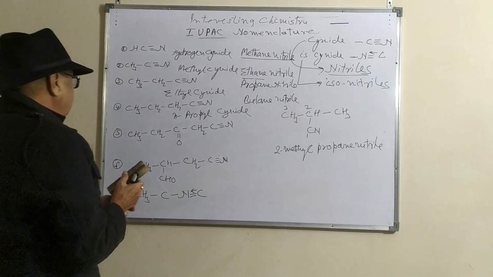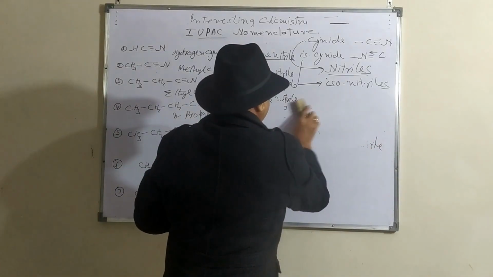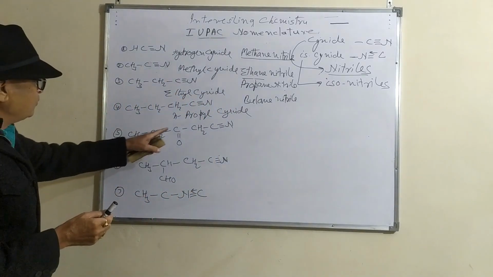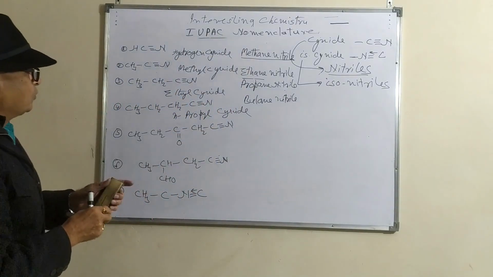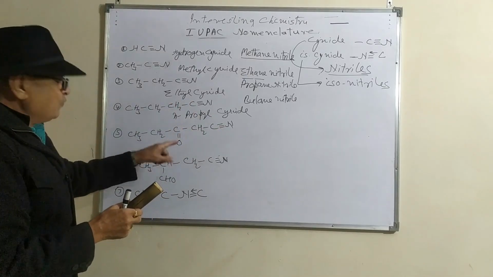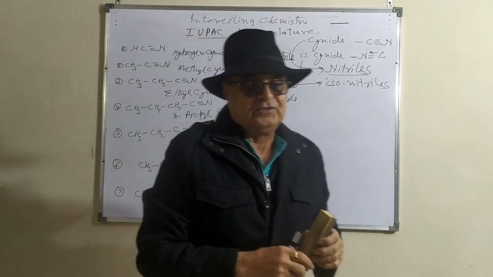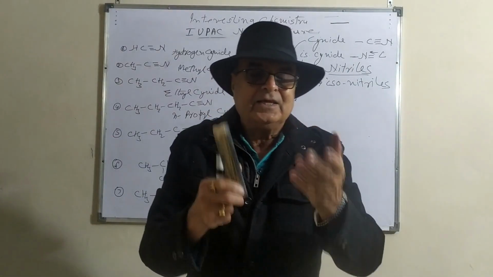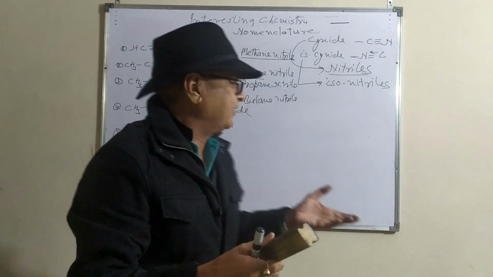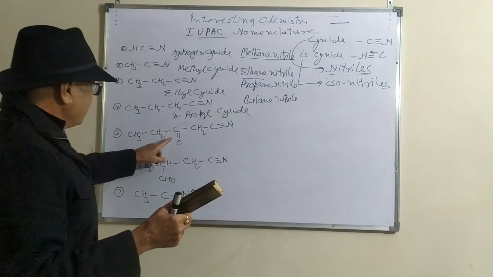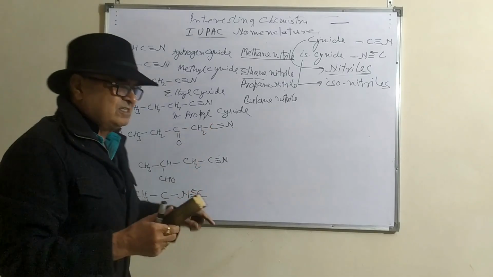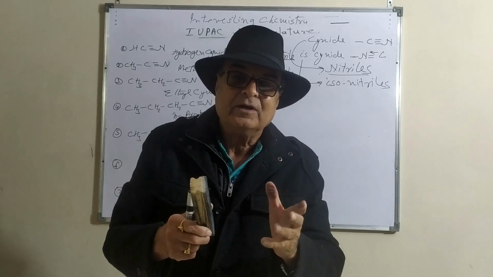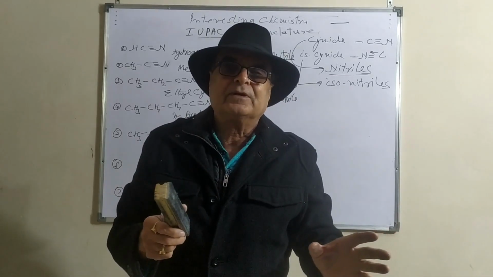Now I come to the fifth structure. What will be the name of this fifth structure? CH3, CH2, CO, CH2, CN. So there are two functional groups in this longest chain. One is carbonyl and the other is CN.